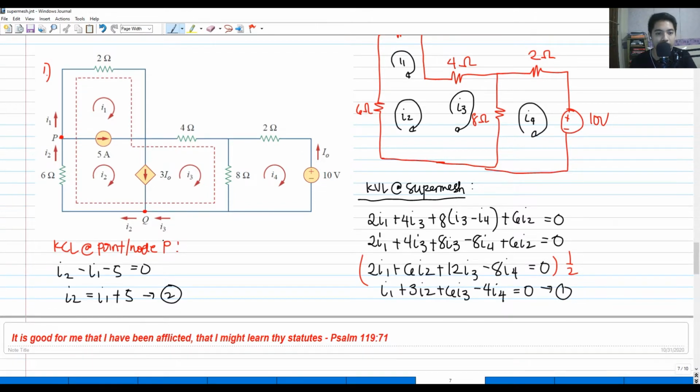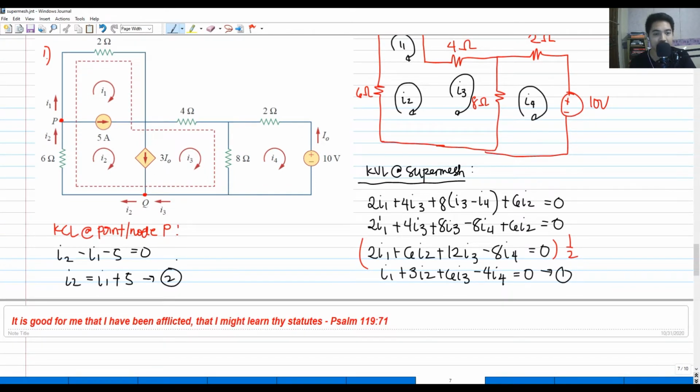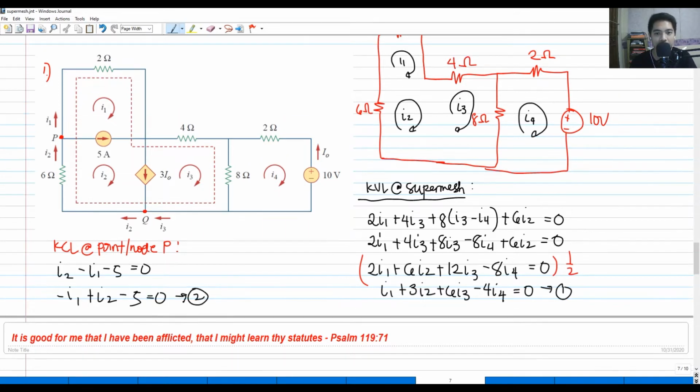As I've said a while ago, I will arrange it by I sub 1, I sub 2, and I sub 3. So we have negative I sub 1 plus I sub 2 minus 5 equals 0, so that we are consistent. So this is our second equation.